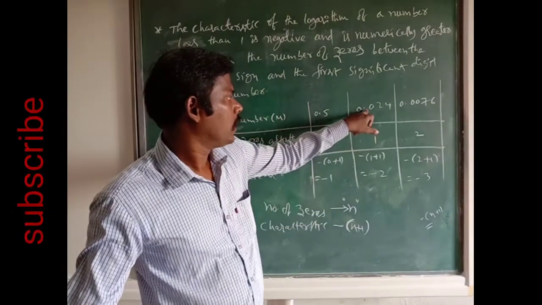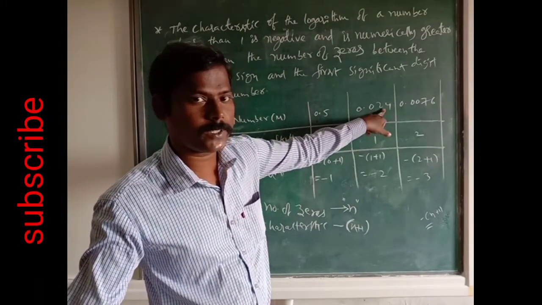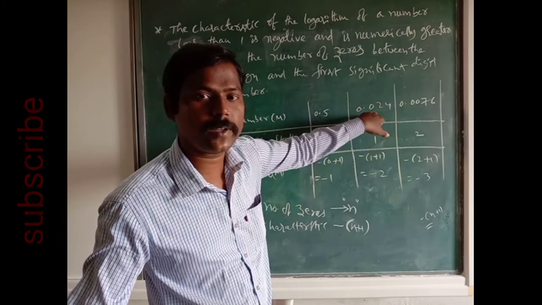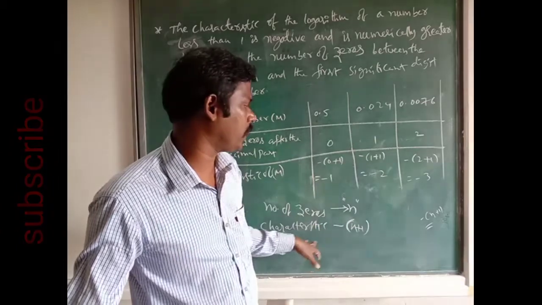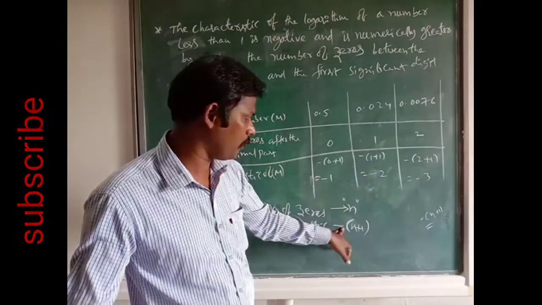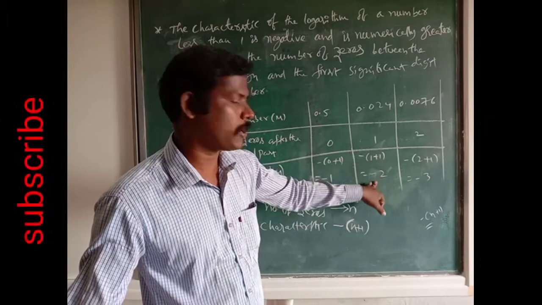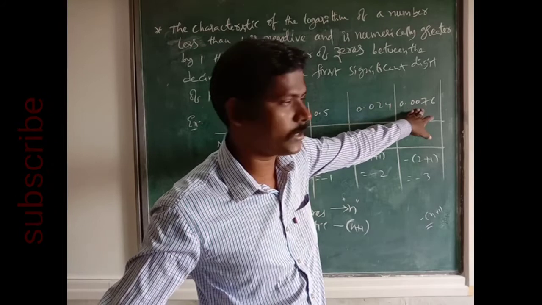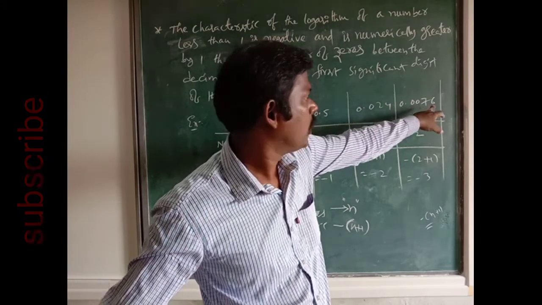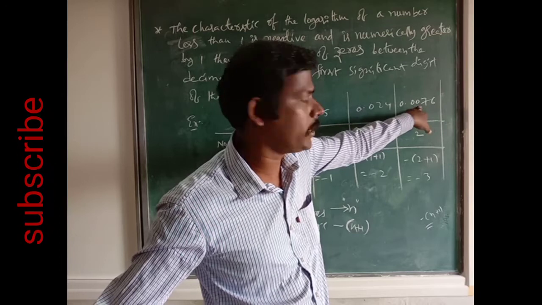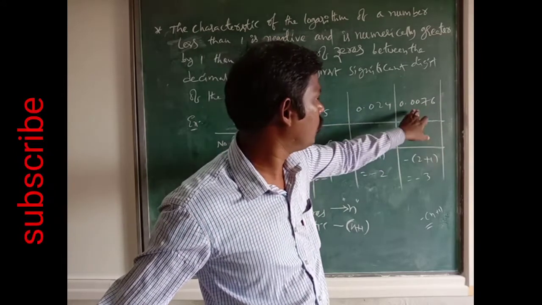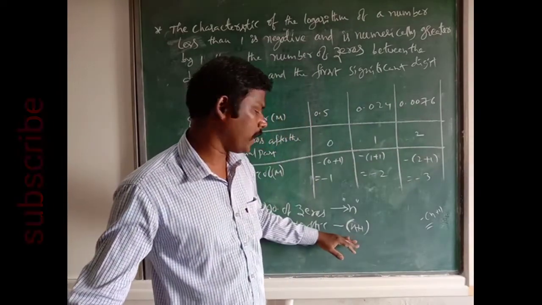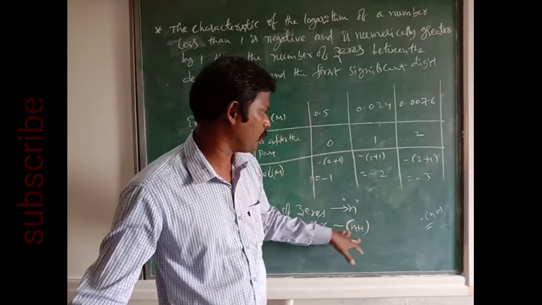Next, between the decimal and the significant digit, how many zeros are there? 1 zero. That means the number of zeros here is 1. So the characteristic, how to find? According to the formula, minus of n plus 1. 1 plus 1, how much? Minus 2. Next, 0.0076. Between the decimal point and the significant digit, how many zeros are there? 2 zeros. Now the number of zeros is 2. According to the formula, what is the characteristic? Minus of 2 plus 1, 3, minus 3.